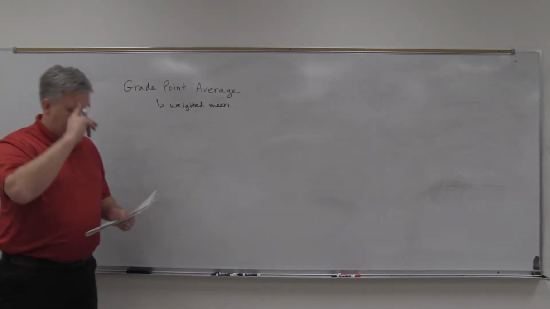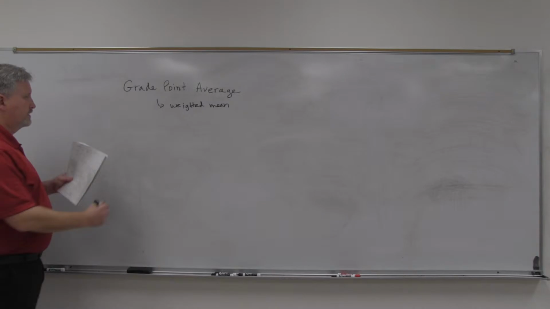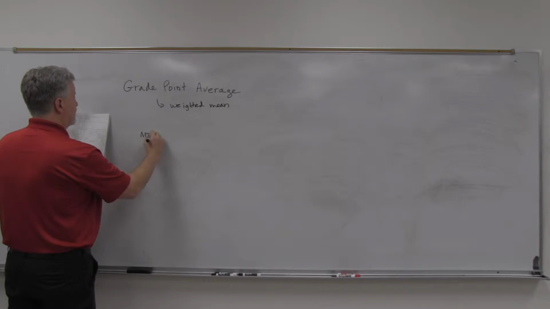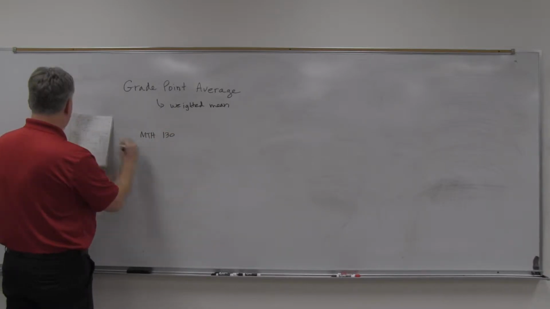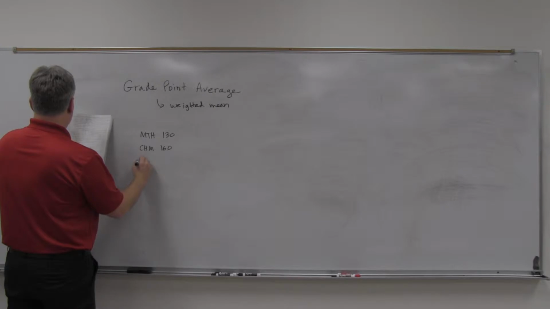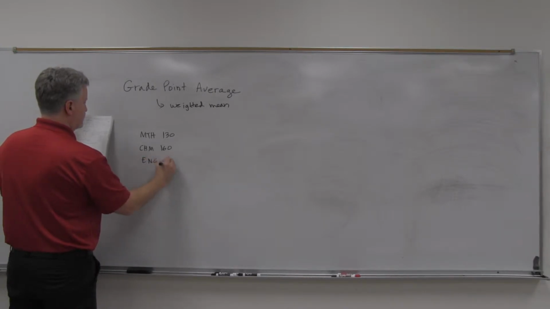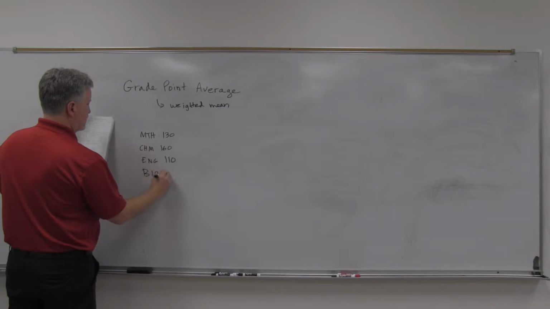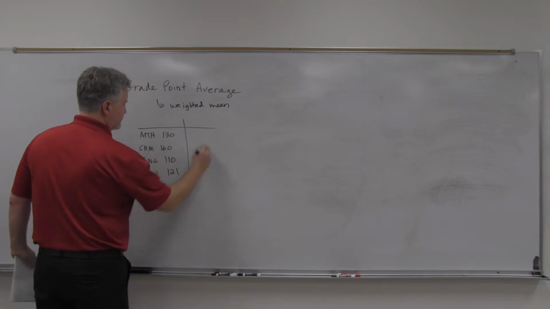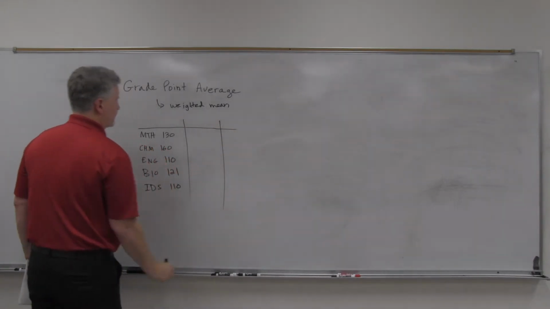Okay, so let's just make up some courses here. All right, so let's say we got the Math 130 here, and let's see, let's go with Chem 160, English, we'll do English 110, Bio, we're going to do 121 there. And then IDS 110. Okay, so that's our schedule here.